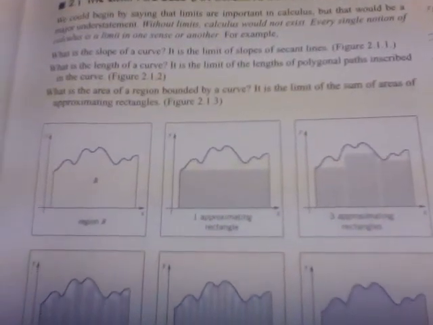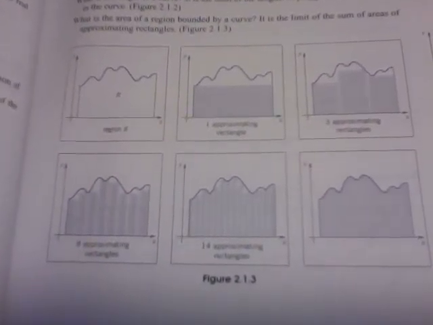For example, looking at the bottom of the page, what is the slope of a curve? It's just the limit of slopes of secant lines. What is the length of a curve? It's the limit of lengths of polygonal paths inscribed on the curve. What is the area of a region bounded by a curve? It's the limit of the sum of areas of approximating rectangles. And as you can see in figure 2.1.3, here are pictures of these three examples that I just read off to you.